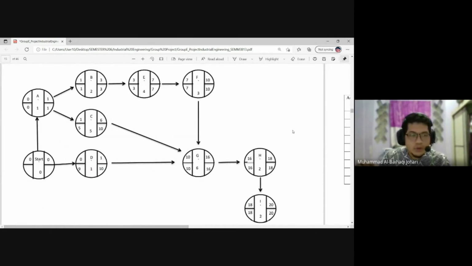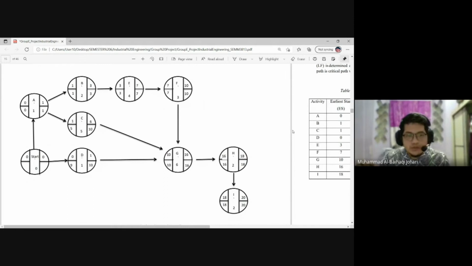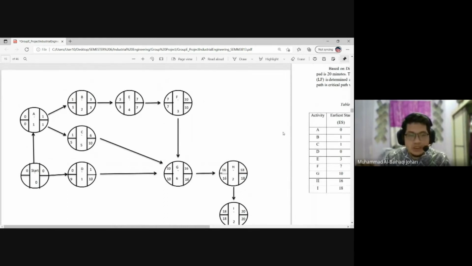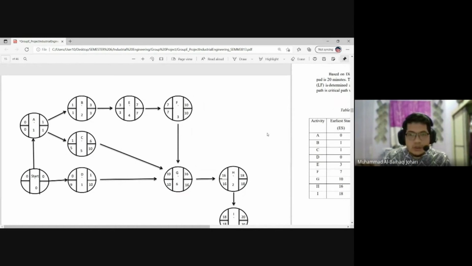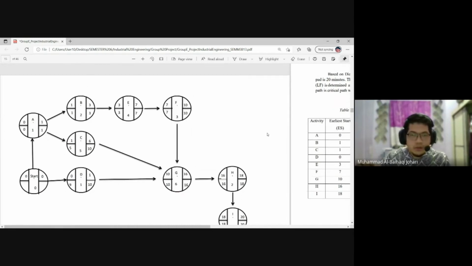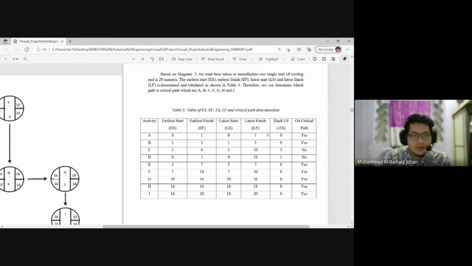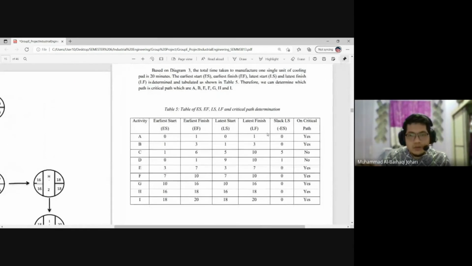We can see that from A, it goes to B and E, F and G. And at G, we need to wait for C and D to be completed first, and then go to H and do the final process I. So from the diagram, we calculate the slack time for each node. After doing some calculation, we found that the critical path for the process is A, B, E, F, G, H, and I, which is 20 minutes.